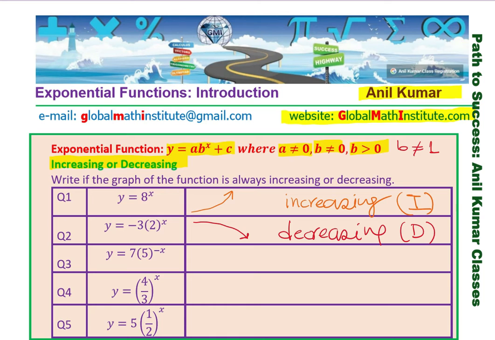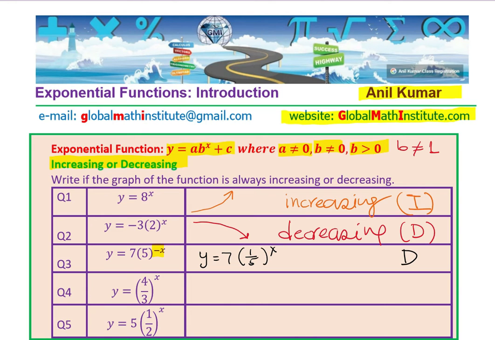Now, here we have a variation to this. We have y equals 7 times 5 to the power of minus x. So look at this minus. 5 to the power of minus x is as good as writing y equals 7 times 1 over 5 to the power of x. Makes sense? So definitely this is decreasing, so I'll write D for decreasing.